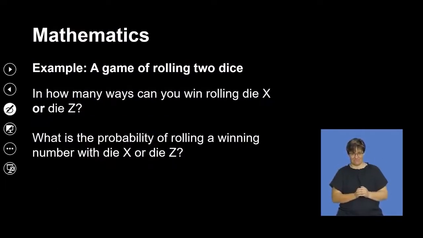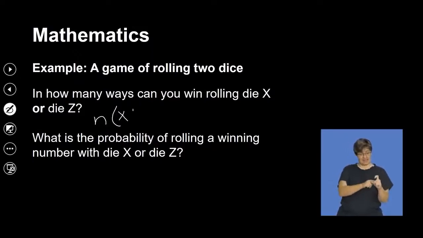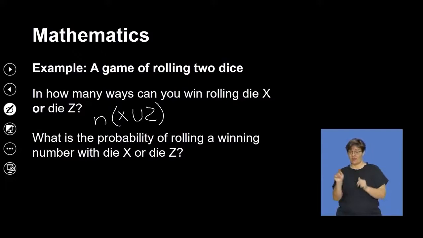Now, if we look at how many times you can win rolling dice, X or Z, this is what I wanted to get to. We recognize how many ways you can win in X or Z. So what's the number that we can find in the union of X union Z? Now remember, these are all the values that are going to make you a winner.